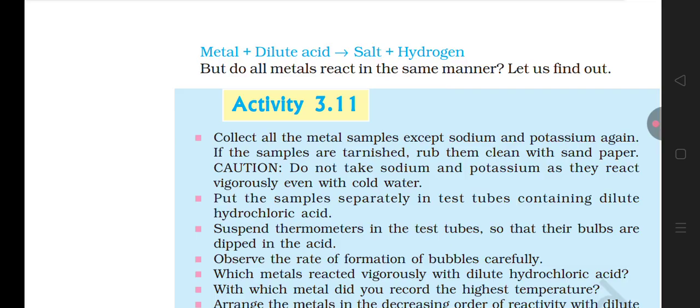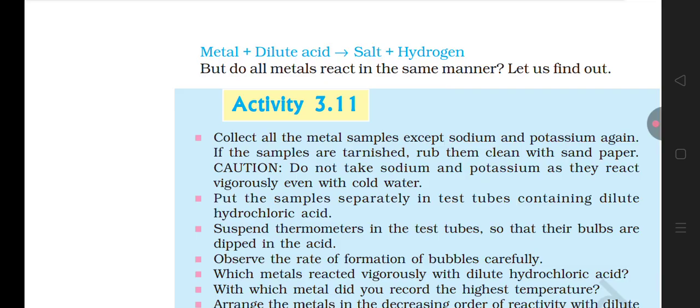Caution: do not take sodium and potassium as they react vigorously with cold water. Put the samples separately in test tubes containing dilute hydrochloric acid. Suspend thermometers in the test tubes so that their bulbs are dipped in the acid. Observe the rate of formation of bubbles carefully. We have to observe which metal reacts vigorously with dilute hydrochloric acid and which metal records the highest temperature. Arrange the metals in decreasing order of their reactivity with dilute acids. Now write the equations for the reactions of magnesium, aluminium, zinc and iron with dilute hydrochloric acid.